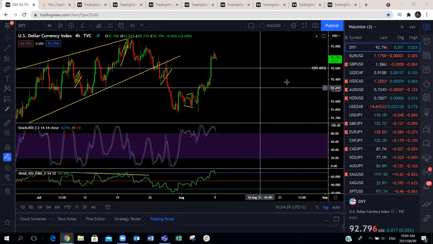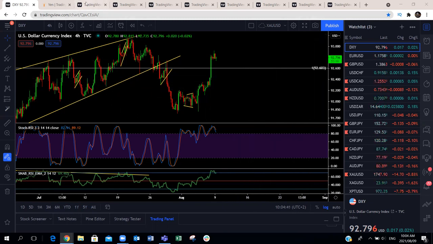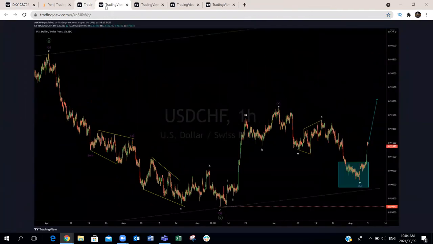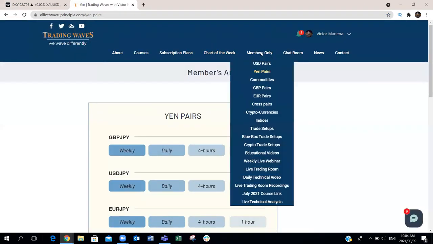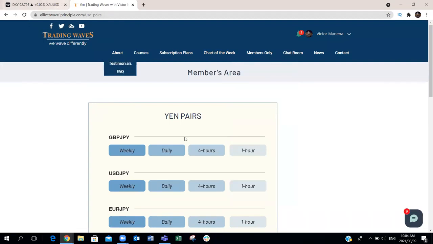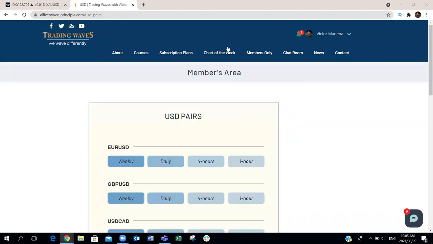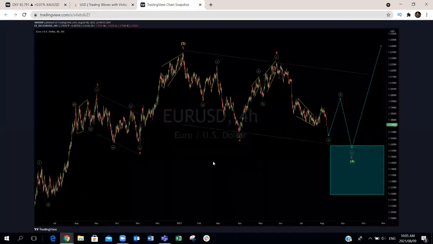Let's get started with the analysis. We'll start with the DXY. Just take all of this off here. Let's go to the US dollar pairs. Right, looking at Euro US dollar for our chart.